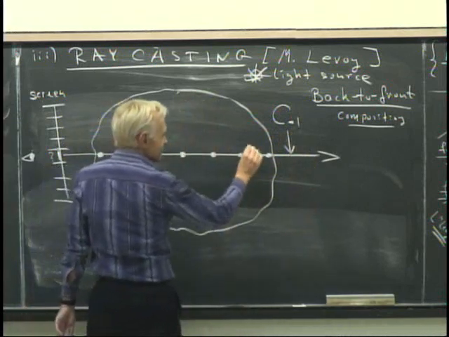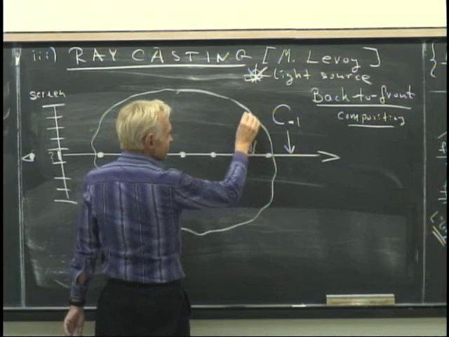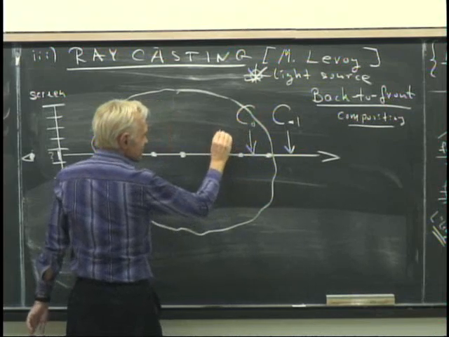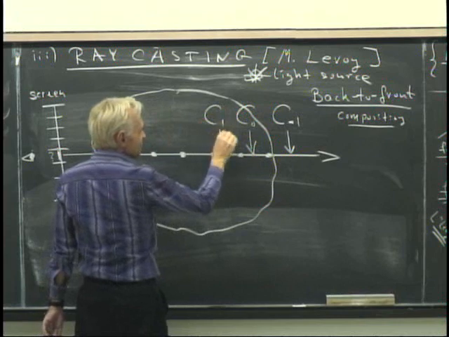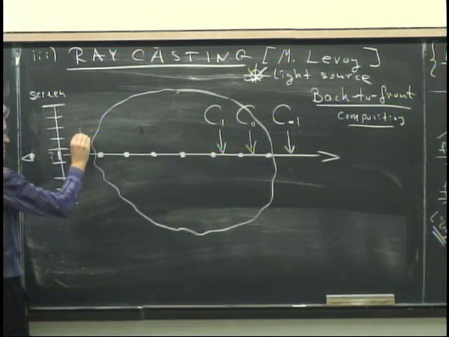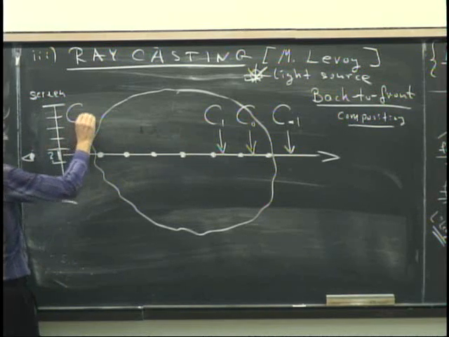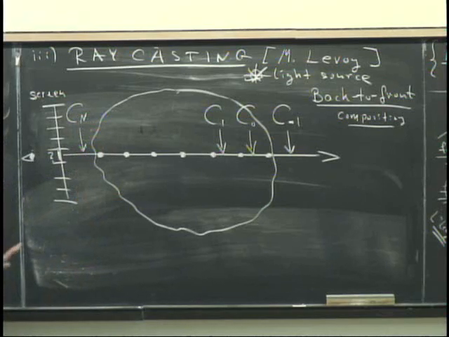Then I need to know what's the color when I'm here. What's my color at this location? I call that big color 0. What's my color when I'm here? I call that color 1. And so you have a bunch of color values. The last one that I want to know is this color, the color for the pixel, which I call, well, the last one, sample N, okay, color N.